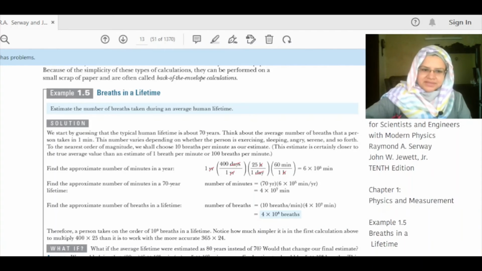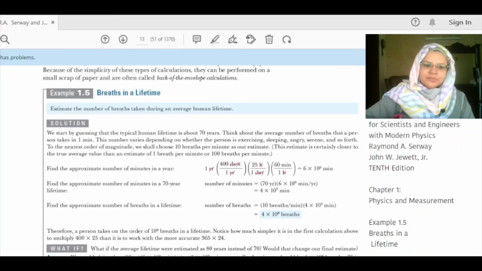The next step is easy. Find the approximate number of minutes in a 70-year lifetime. We want to find the number of minutes in a 70-year lifetime. Therefore, we will multiply 70 years times 6 times 10 raised to power 5 minutes per year. We know that in 1 year, there are 6 times 10 raised to power 5 minutes approximately. If we do this calculation, we get the number of minutes in a lifetime is equal to 4 times 10 raised to power 7 minutes.